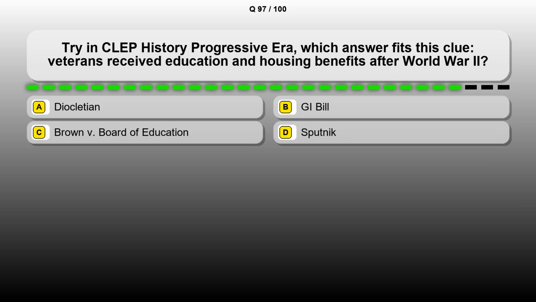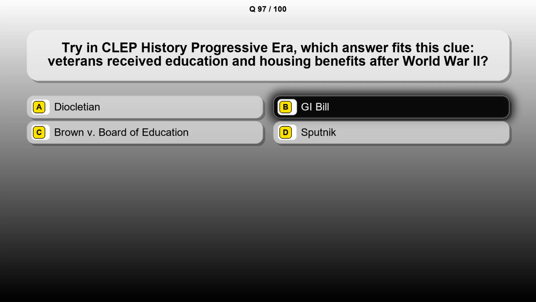Question 97. Try and CLEP History Progressive Era, which answer fits this clue. Veterans received education and housing benefits after World War II. Option A, Diocletian. Option B, GI Bill. Option C, Brown v. Board of Education. Option D, Sputnik.